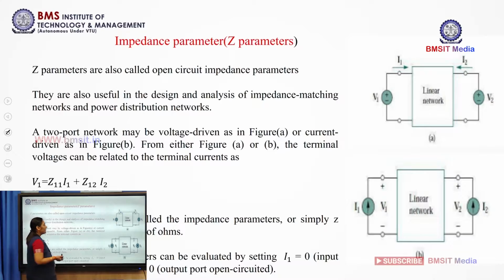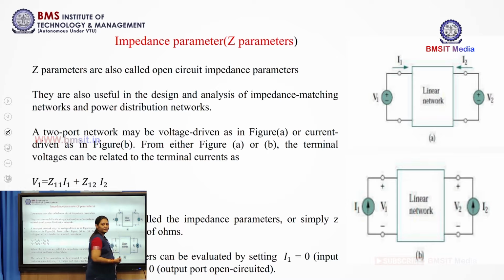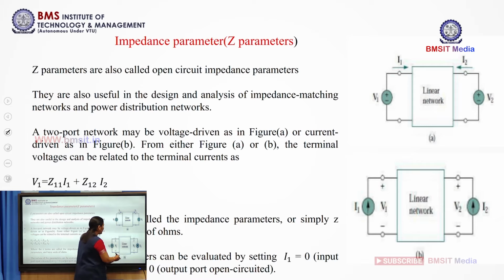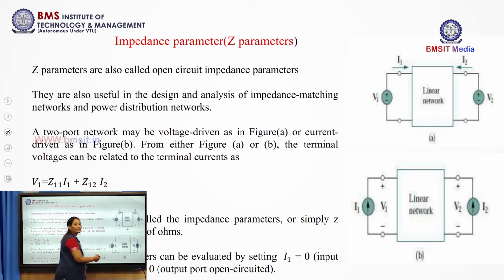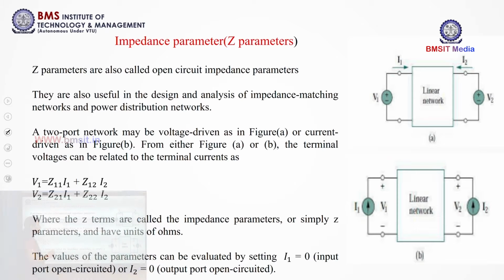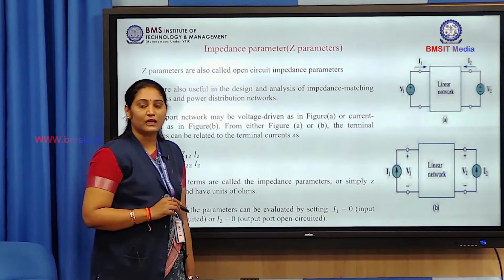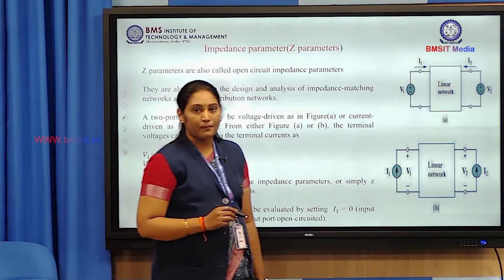Any two-port network can be voltage driven or current driven. For example, consider the two-port network here. It is a linear two-port network and voltage sources are connected to it. This is called a voltage driven two-port network because it is driven by voltage sources. Similarly, in the picture below, the linear two-port network is driven by current sources, so it is called a current driven two-port network. The behavior of these two-port networks is expressed in terms of the impedance parameters.